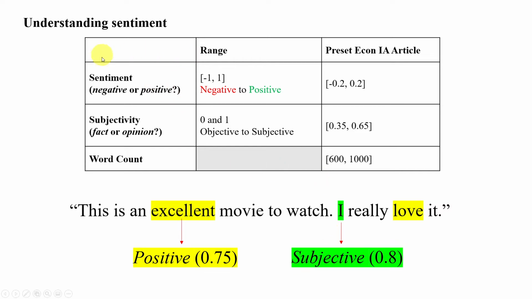If we look at this table here, we could see that sentiment has a range of -1 to 1. -1 is negative and 1 is entirely positive. In this example, it has a value of 0.75, which means that it's actually quite positive, which is correct because we see the keywords excellent and love. On subjectivity, it has a range of 0 to 1, ranging from objective to subjective. In this example, it has a value of 0.8, which means that it's very subjective, which is also quite obvious here with the keyword I.